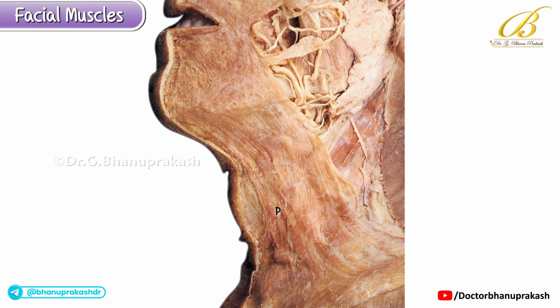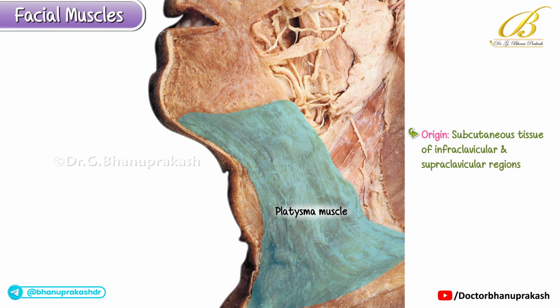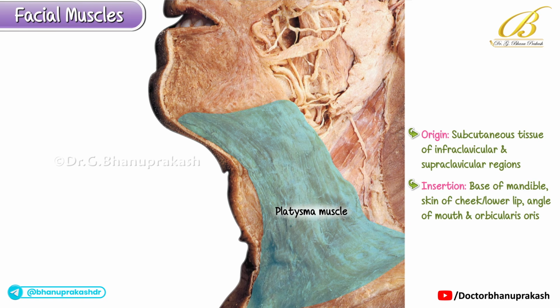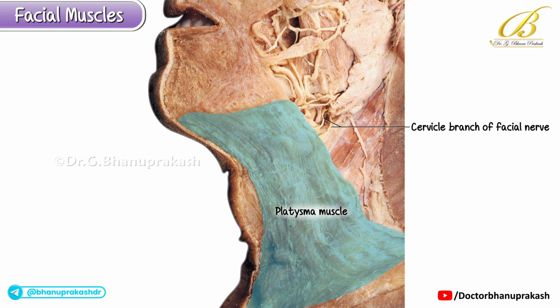This image shows the platysma muscle after the removal of the skin. The platysma lies within the superficial fascia of the neck. It originates from the subcutaneous tissue of the infraclavicular and supraclavicular regions and inserts into the base of the mandible, the skin of the cheek and lower lip, the angle of the mouth, and blends with the Orbicularis oris. The cervical branch of the facial nerve emerges from the parotid gland and supplies the platysma muscle.